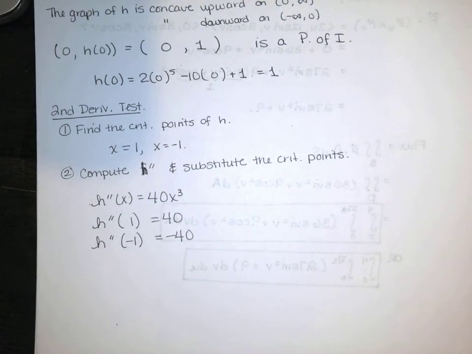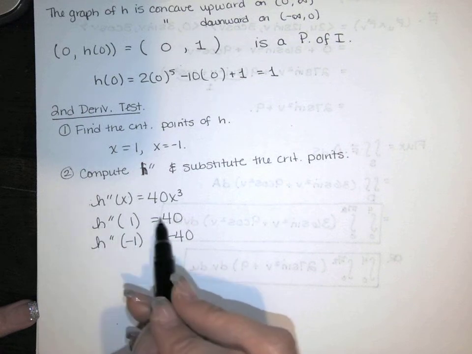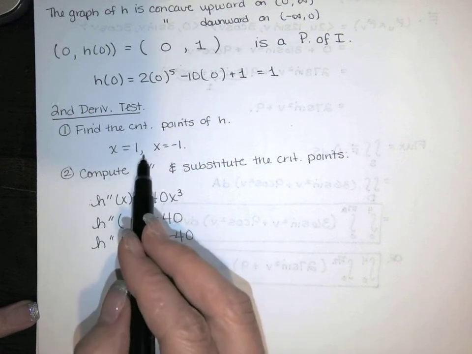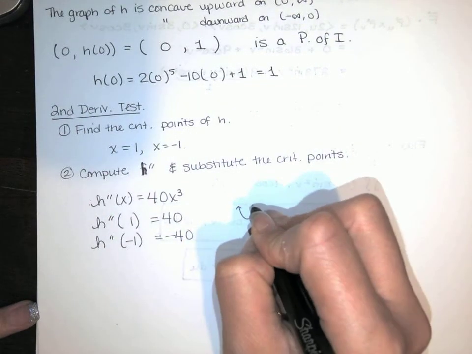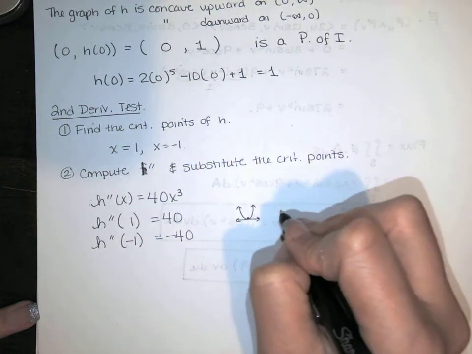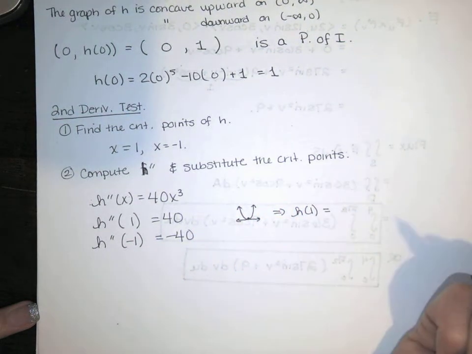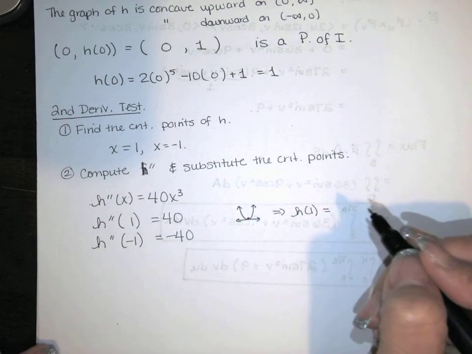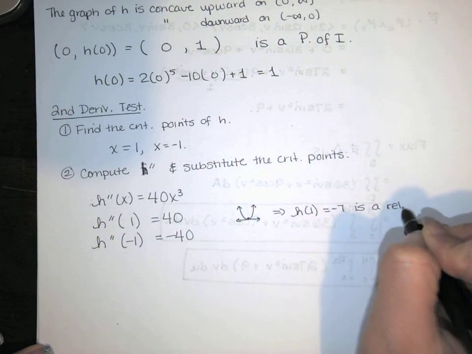When you're doing the second derivative test, that's going to tell me whether that critical point corresponds to a max or a min. If the second derivative is positive and we're at a critical point, so the first derivative is 0, the graph is concave up, the first derivative is 0, so we're at the bottom. So that means h of 1, which I think we calculated earlier, that was -7, is a relative min.